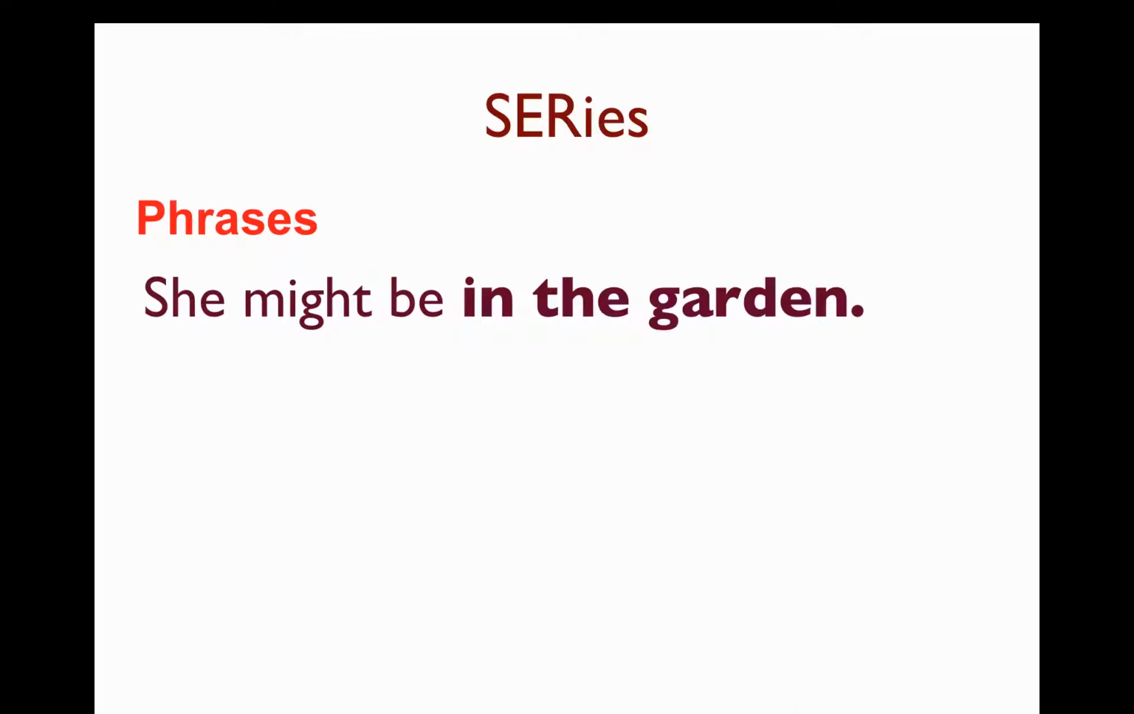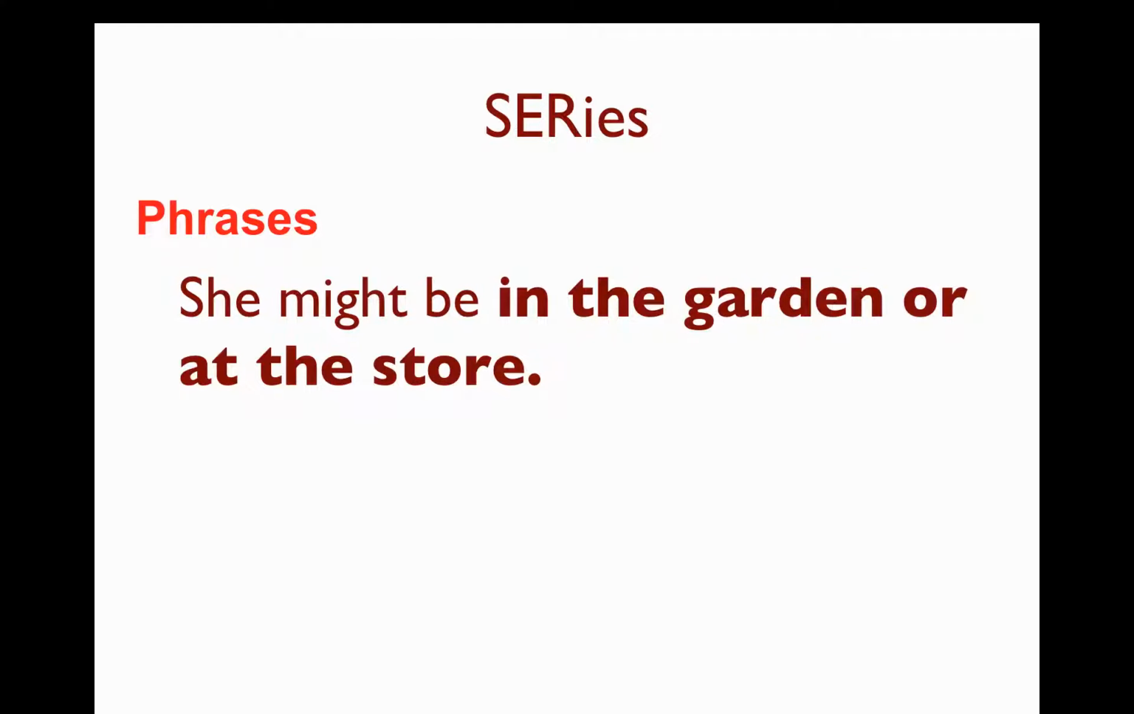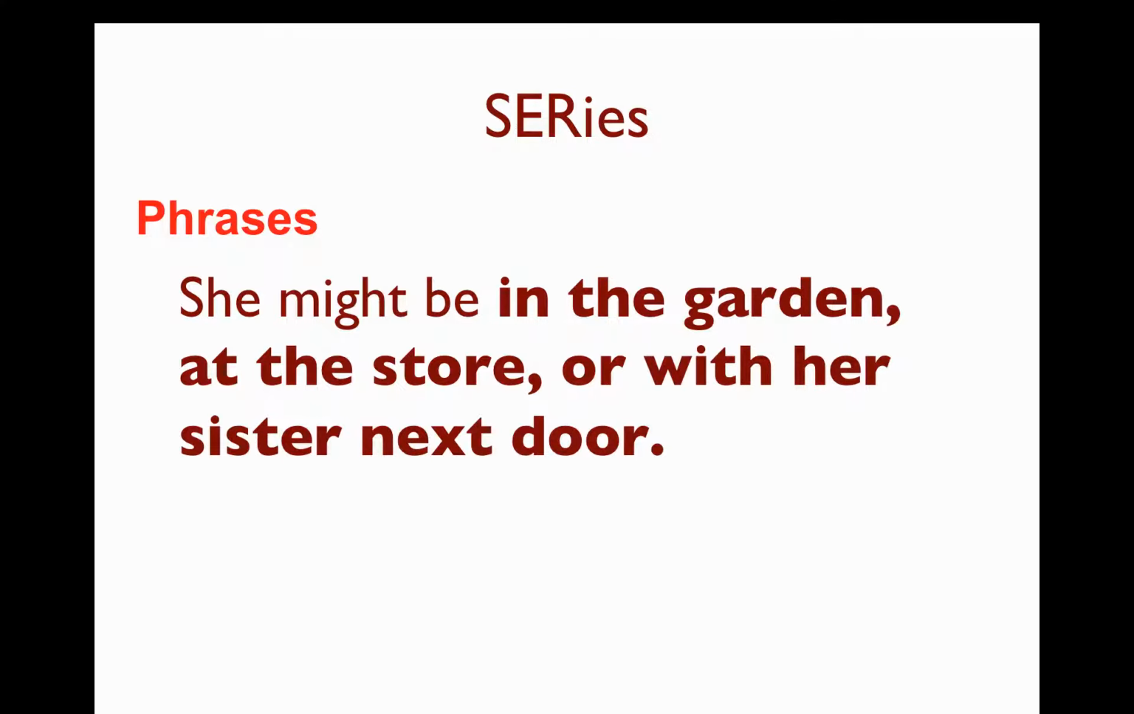If we look at phrases, we have something similar going on. She might be in the garden. She might be in the garden or at the store. Now we've added two. Notice there's still no comma. But with the third one, she might be in the garden, at the store, or with her sister next door.